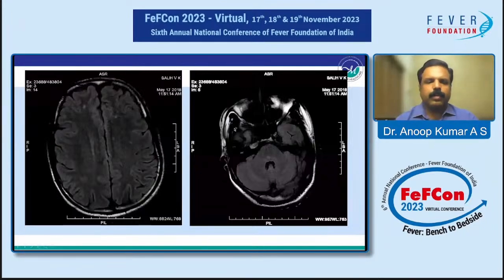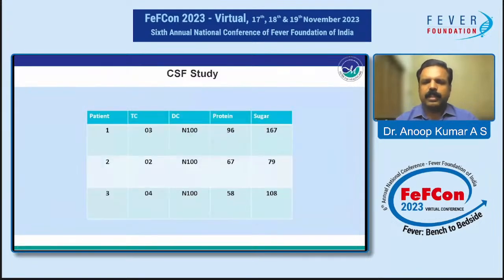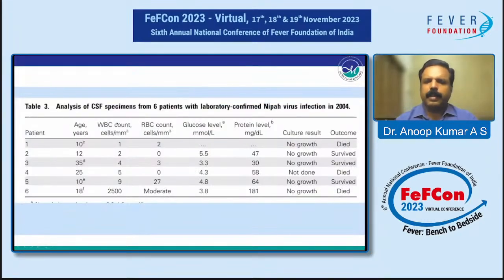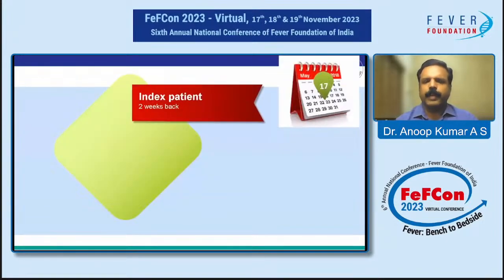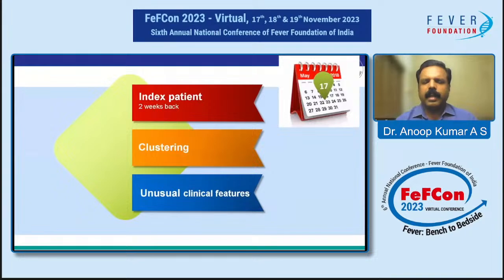And this was the MRI finding of our patient. So we did an MRI. It was almost normal, and CSF was done. All 3 patients were having almost normal CSF pattern, but always keep in mind that in the previous series also, normal CSF analysis was reported. So having a normal CSF will not rule out Nipah or sometimes other viral encephalitis also. So here in this case, we had an index patient who died 2 weeks back, the clustering of cases happening, and unusual clinical features which we already described.